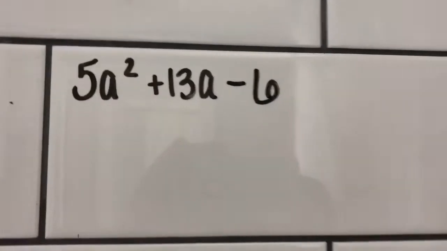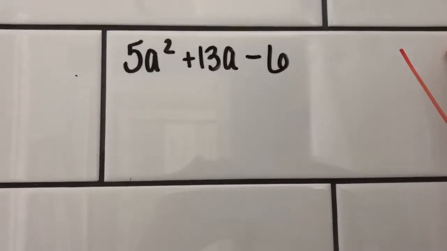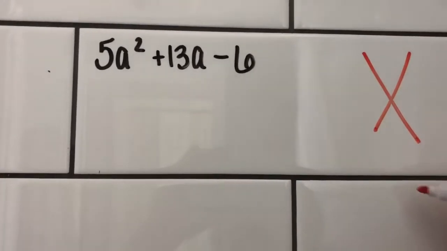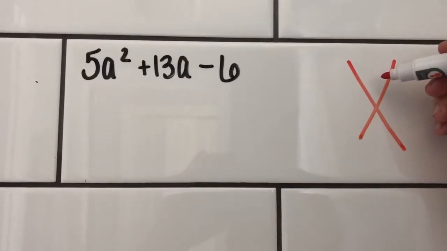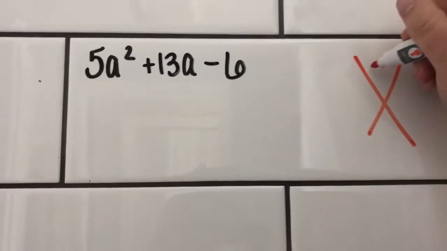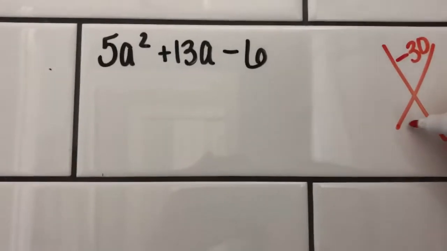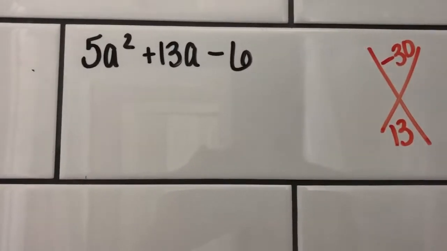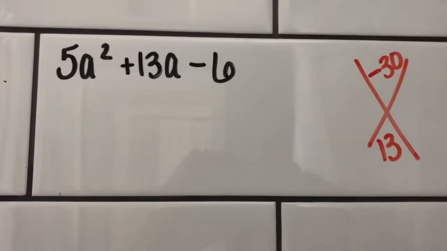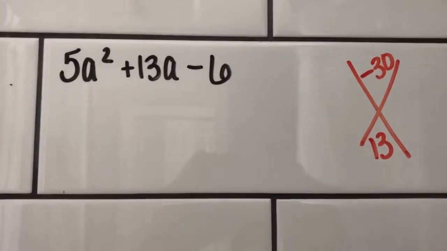First step, as always, is going to be to make an x. I'm going to do my x puzzle. And with this x puzzle, my top is a times c. So 5 times negative 6 is negative 30. And my bottom is still b, so that's 13. Now I'm looking for 2 factors that multiply to negative 30 but add to 13.